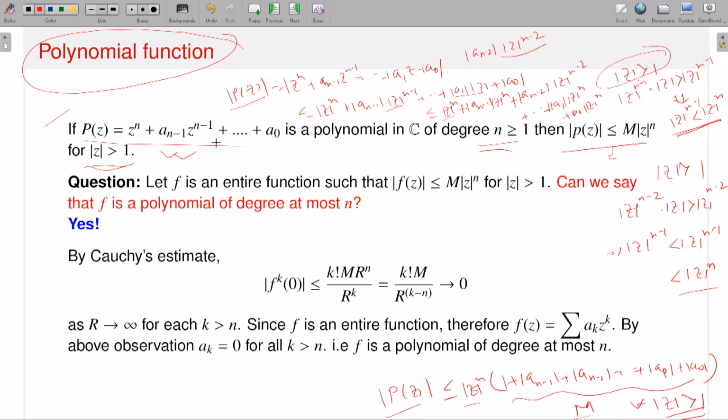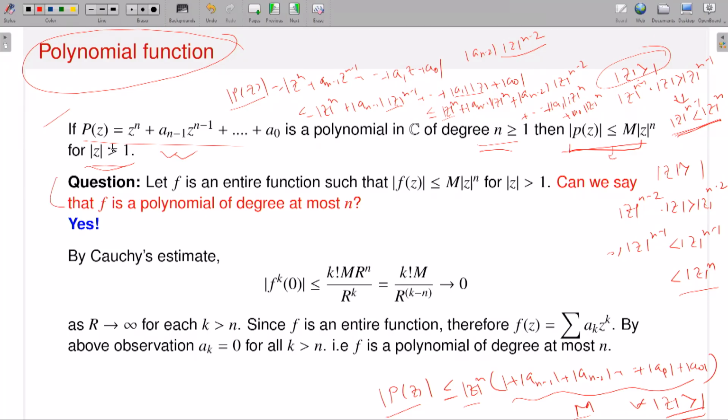Therefore if I have a polynomial of degree n and n is greater than or equal to 1, then you can always have the estimate. That means I can estimate the modulus of P of z, which is dominated by M times mod z to the power n. That is perfectly all right. So now the next question. What question is that? I am asking the converse.